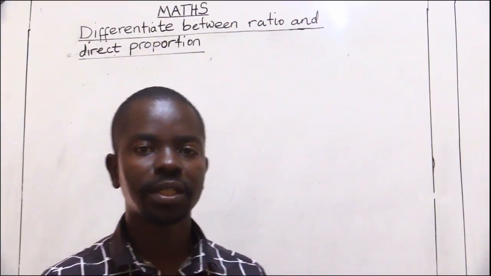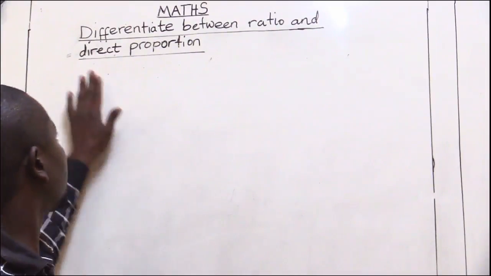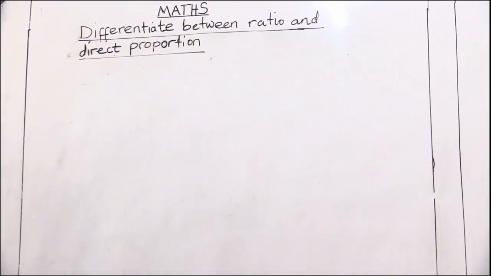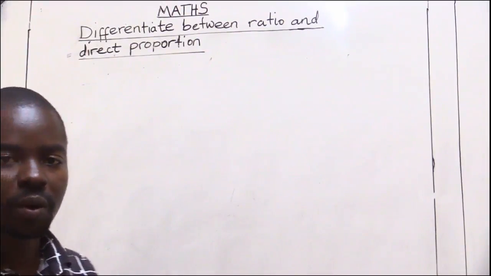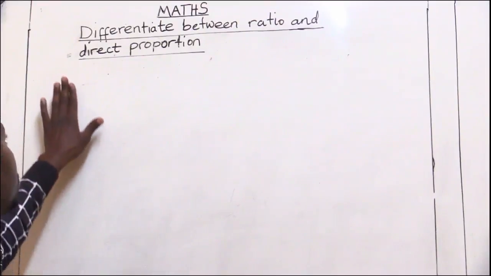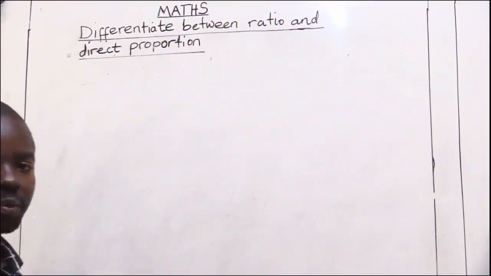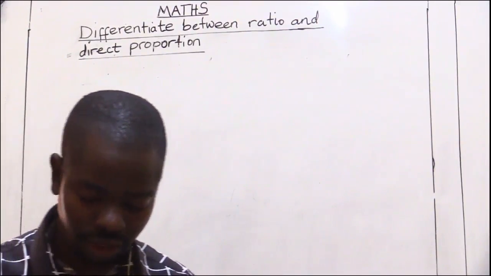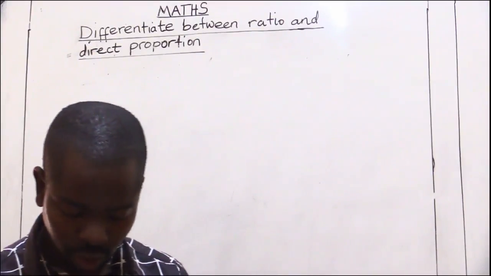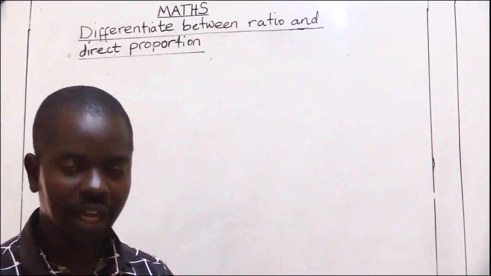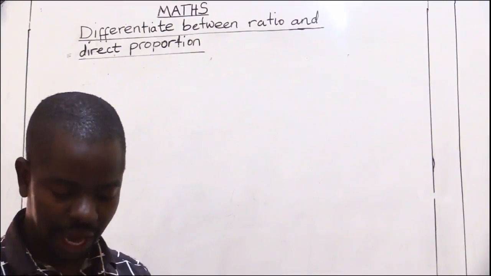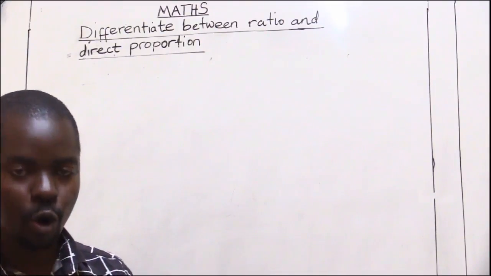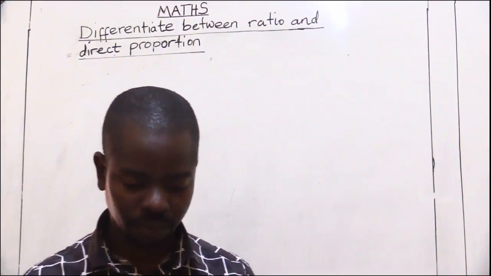Okay, so today, boys and girls, in mathematics, we are looking at how to differentiate between ratio and direct proportion. So boys and girls, if you remember yesterday, we looked at proportion, and then we also looked at direct proportion. I hope you enjoyed the class, boys and girls.